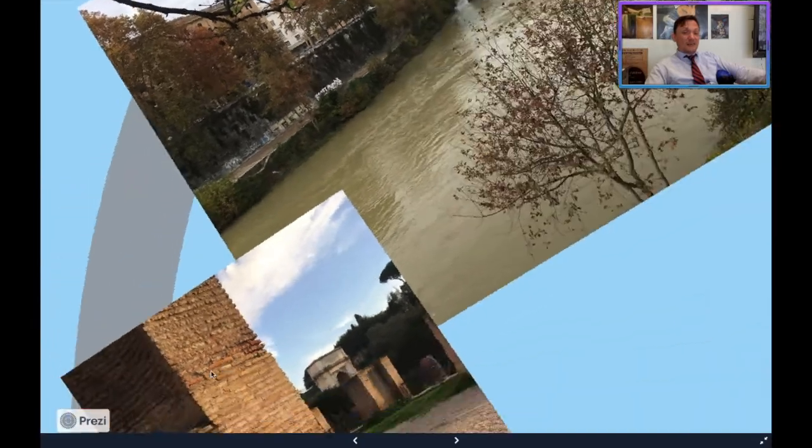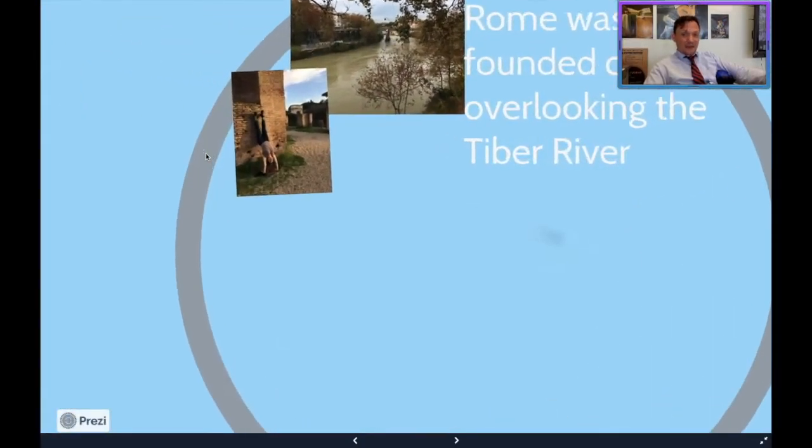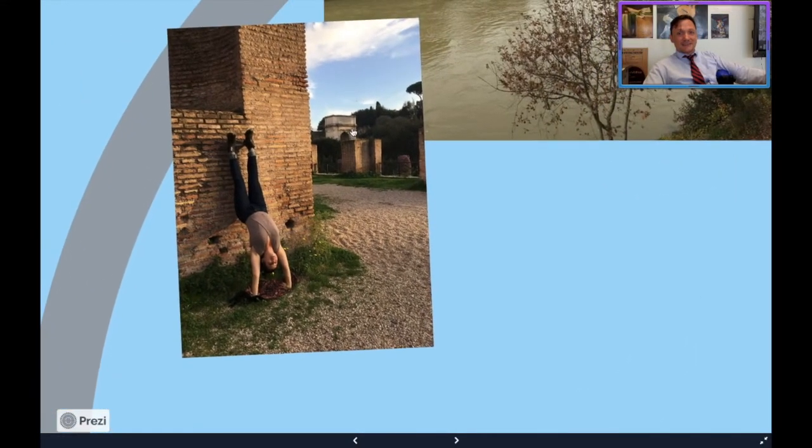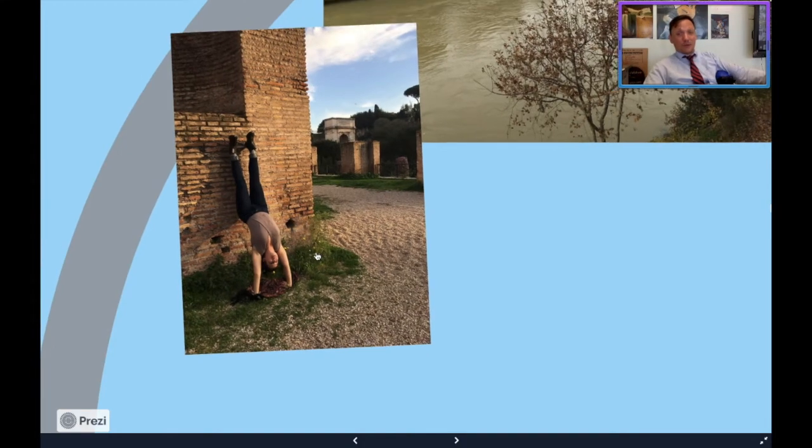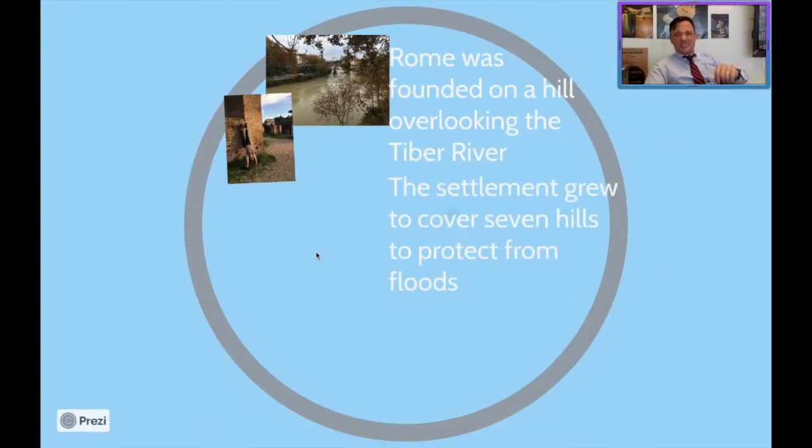And this right here is actually my wife doing a handstand right here. Where's she at? Yep, that's my wife doing a handstand on one of the hills of Rome, which is really, really cool, right? One of those seven hills, I think she's on Esquiline Hill is what it's called.